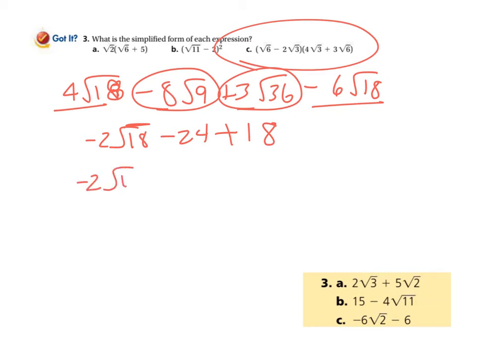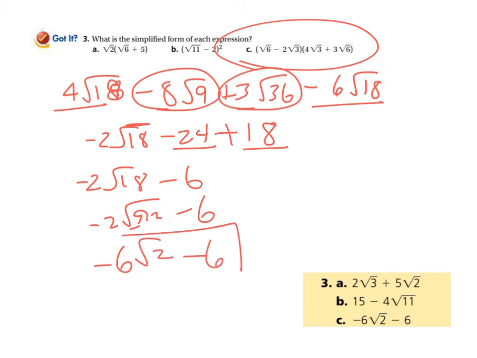Negative 2 square roots of 18 minus 6. Again, we combine like terms here. Now we're going to pull out that 9, so negative 2 times, and then again 9 times 2 on the inside, minus 6. Bring out that 9 as a 3, so negative 6 square roots of 2, and then minus 6. And there we go. That's it. You can't go any farther. There's no way to combine those.